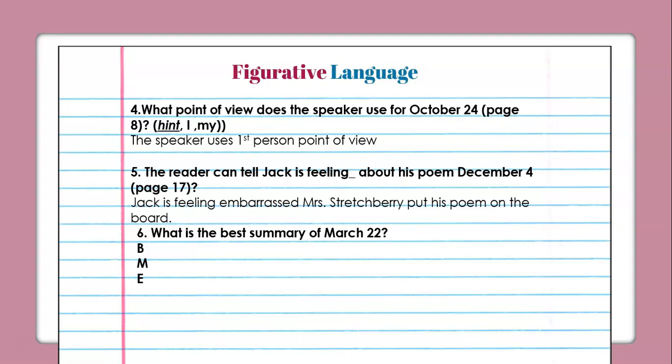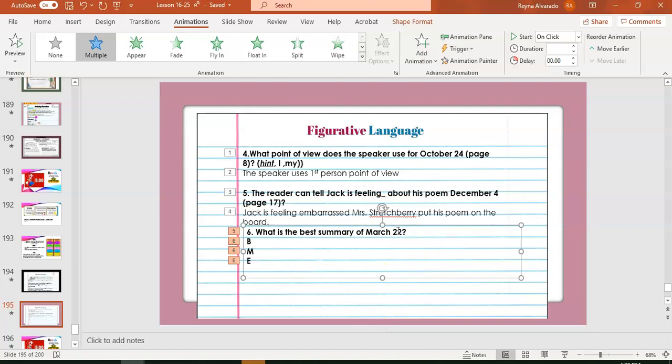Number 6 says, what is the best summary of March 22nd? Boys and girls, am I going to write the summary of the whole book, of the whole selection? No, I am not. I'm only going to go to what page or what date? March 22nd. Let me actually put the date here because I forgot. So March 22nd is actually going to be page 46.